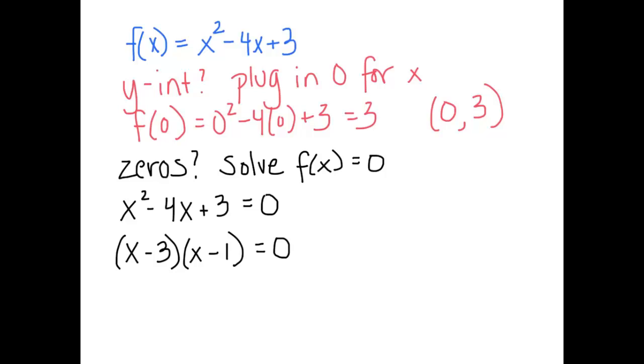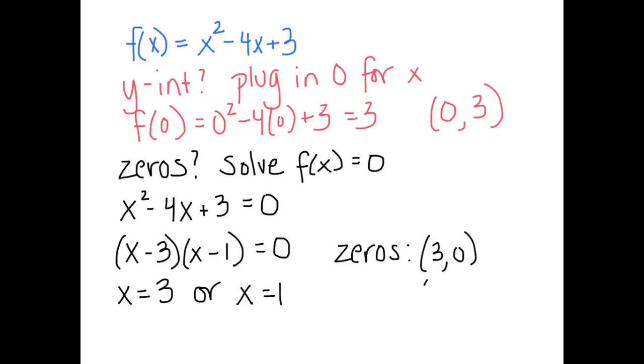I now can set each factor equal to 0. And I notice that x is equal to 3 or x is equal to 1. So our zeros are at (3, 0) and (1, 0). And again, if I flip back a slide, you'll see that indeed the graph crosses the x-axis at x equals 1 and x equals 3.